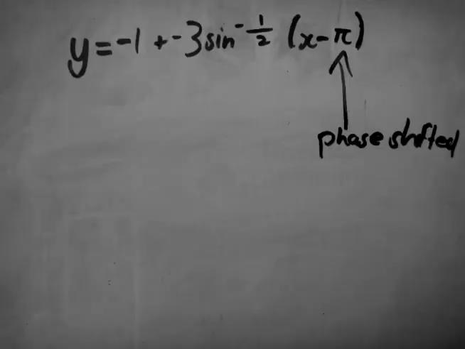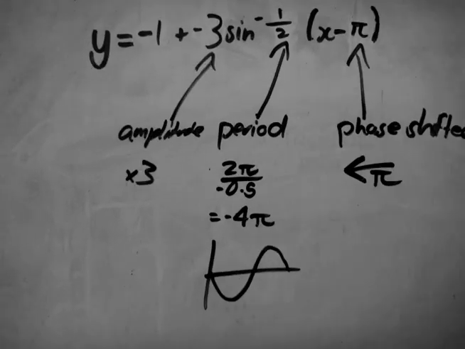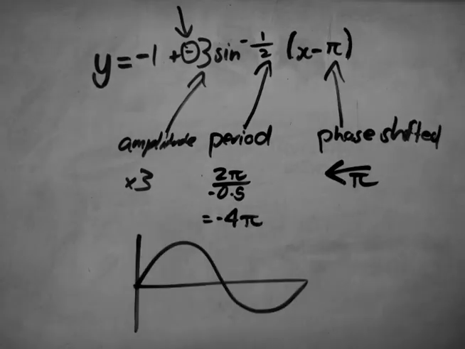Here's another. This will be interesting. So it'll be phase shifted pi to the left. The period will be -4 pi, which will make it back to front. The amplitude is -3, so it will be 3 times as big. And the negative, so upside down. So combining back to front with upside down looks normal actually, but it used to be this big.